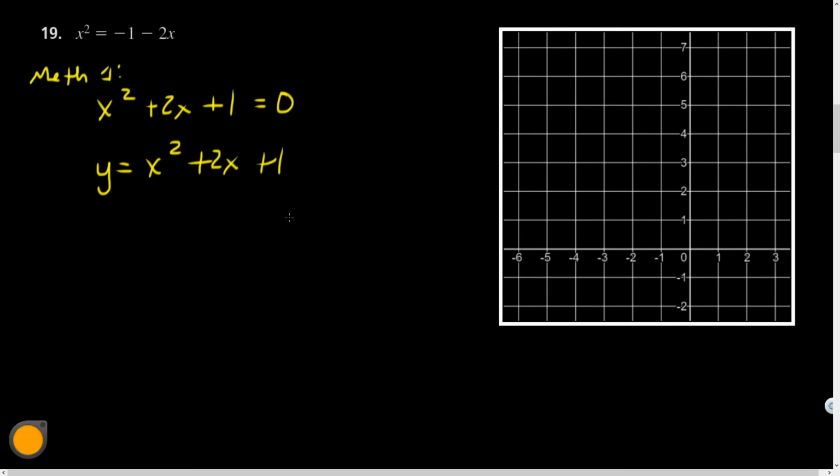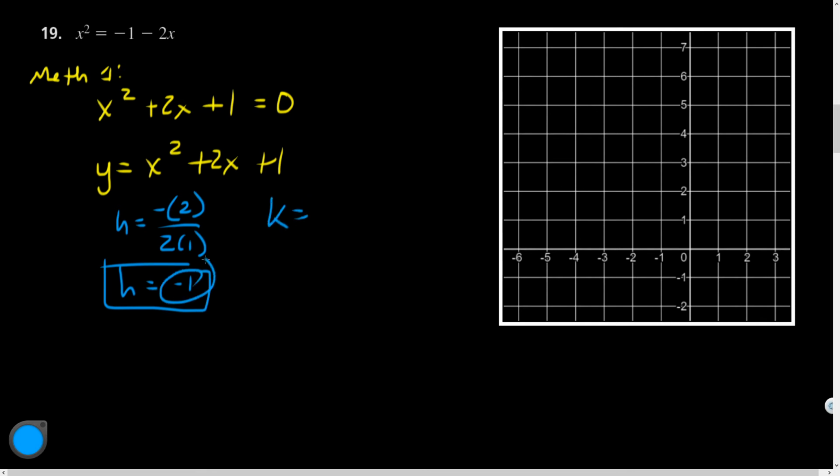All right, you guys are good at finding a, b, and c and all that. So to find h, it's the opposite, -b over 2a. So the opposite of 2 over 2 times a, which is 1. I get h equals -2 over 2, which is -1. So there's the x coordinate of the vertex. K is going to be this plugged in for those. And so I'll have -1 squared plus 2 times -1 plus 1. -1 all squared is positive.